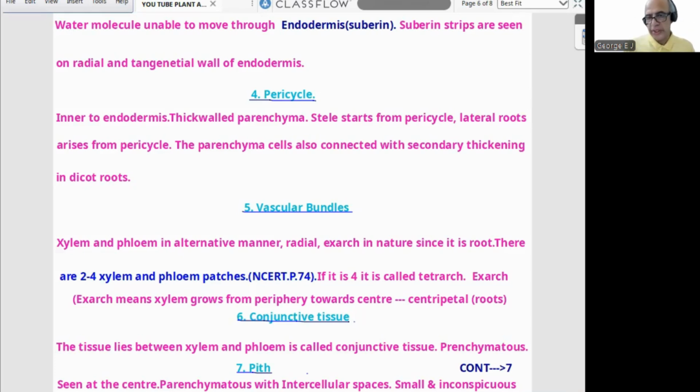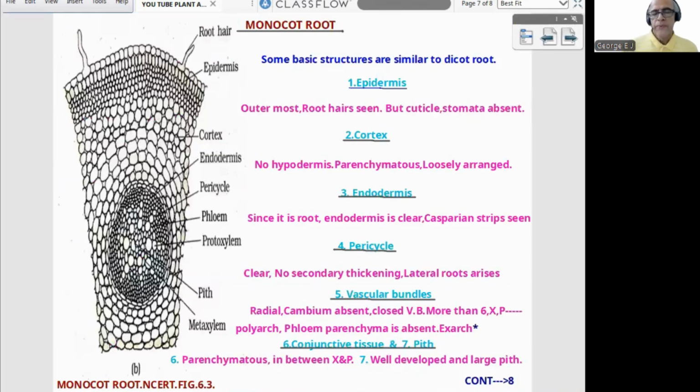I think up to this it is clear. Now we can proceed to monocot. So I'll change the page. Monocot. Since dicot and monocot roots, we are studying, some basic structures will be common in both the roots. Same with the leaf, same with the stem. Slight variations will be there. That's all. So here also, the first outermost layer is epidermis, epiblema, piliferous layer. Outermost. Here also you can find root hairs. Cuticle, stomata, etc. absent because that goes into the soil, root.